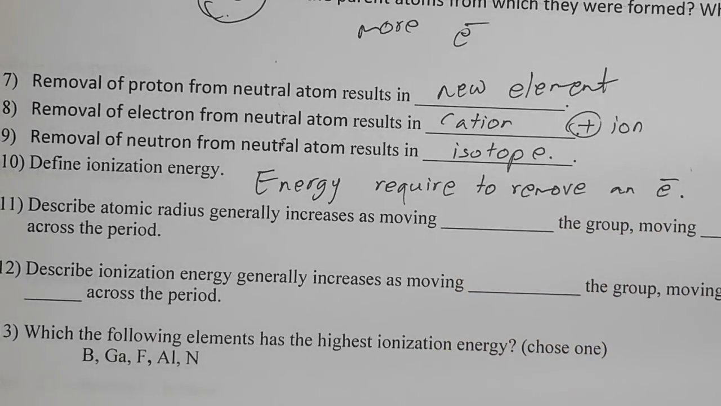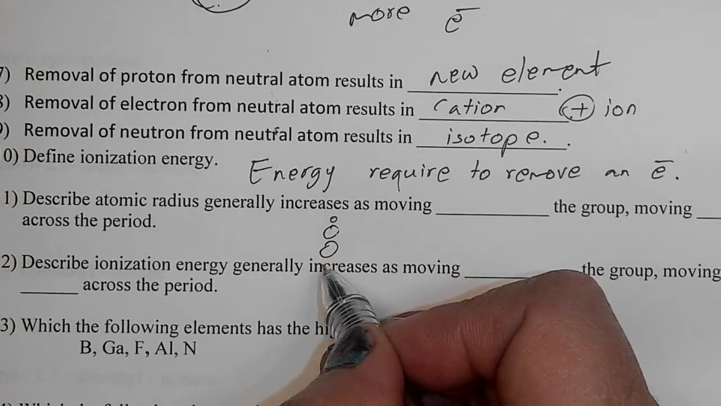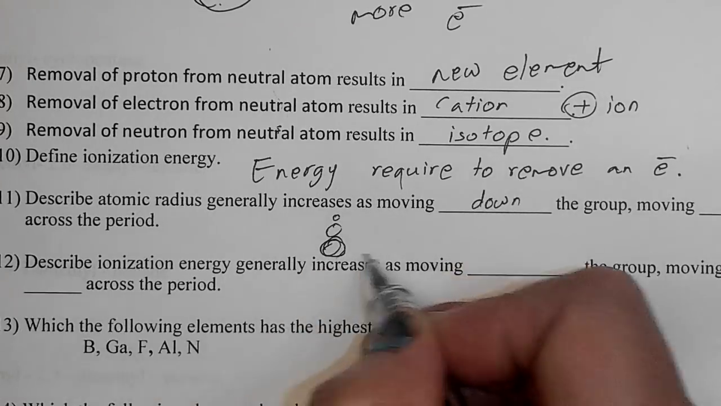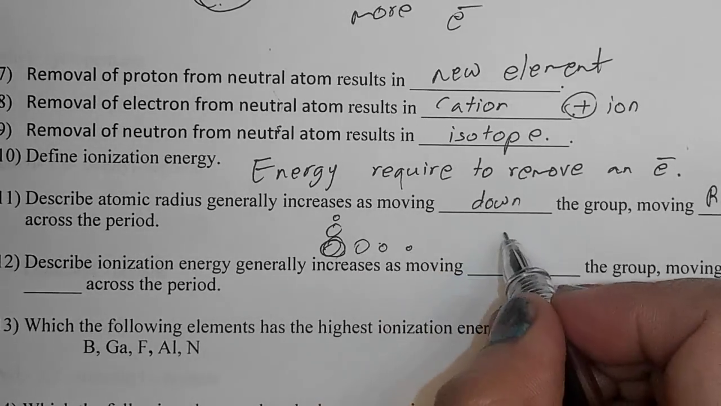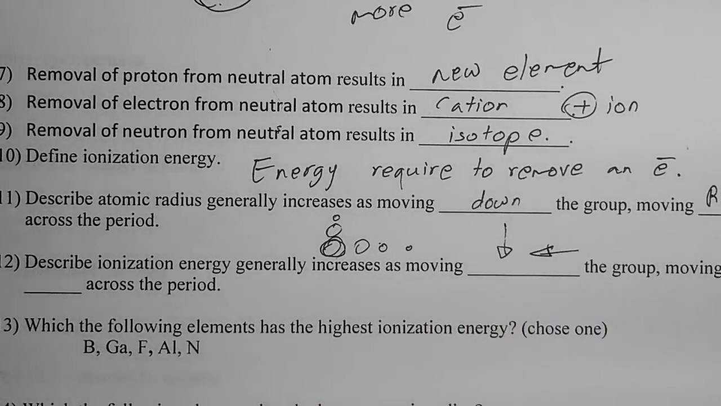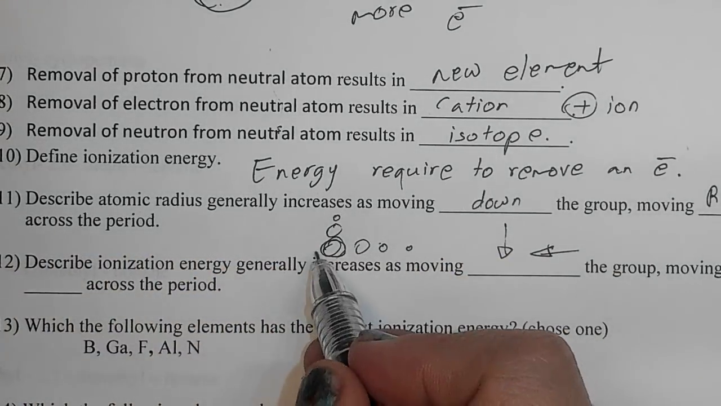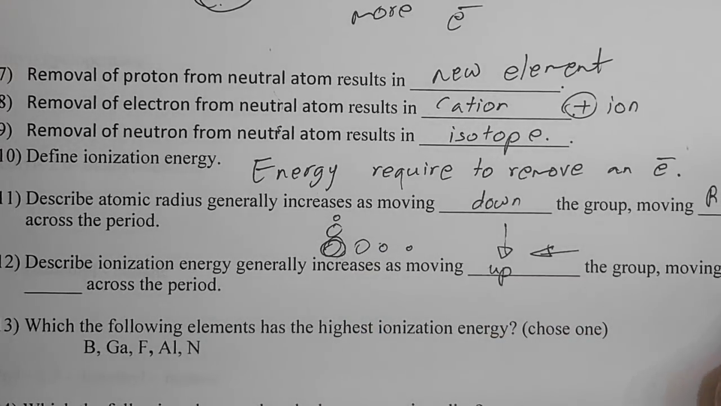Okay. Radius, how is it increasing? Remember the drawing. They are increasing going down the group. Okay. Left to right, remember that? So that means they are increasing right to left. Okay, basically increasing this way or this way. Okay, ionization energy increasing. Ionization energy is backward of the radius trend, so that means this should be up, and then this should be left to right.